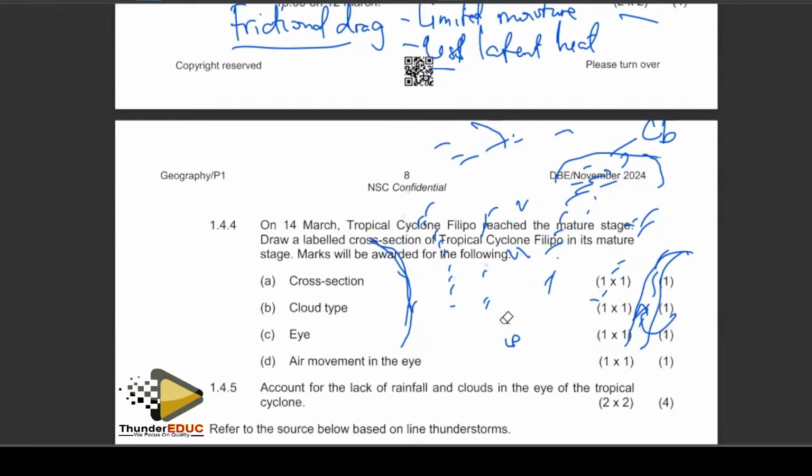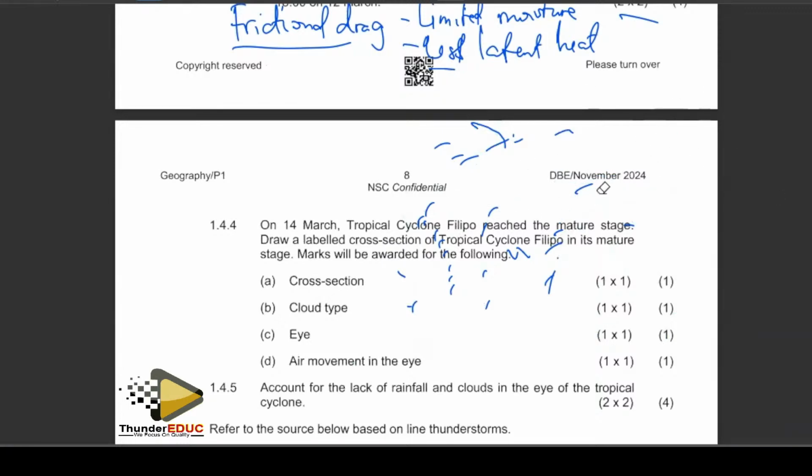Account for the lack of rainfall and clouds in the eye. Why are there cloudless conditions and stable conditions in the eye of the system? I think I have briefly explained what happens in the eye of the system. In the eye of the system, there is descending air. The center of the system has got descending air. And how does descending air contribute to clear skies?